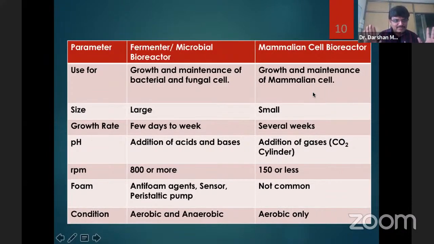My question is again, this is a question which is normally asked whenever you are going to appear for a viva. Why is there a need of a CO2 cylinder when you are working with the bioreactor? Whenever you are working with a bioreactor, why do you require the CO2 cylinder? Normally in aerobic organisms you should have an oxygen cylinder, so what is the need of a carbon dioxide cylinder?